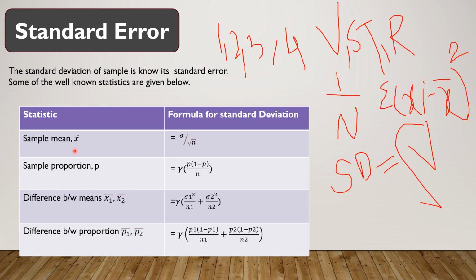For the sample mean, denoted as x bar, as I said, the standard error is equal to sigma by under root n. And for the sample proportion, which is denoted as P, the formula is gamma into P into 1 minus P divided by n. This is the sample proportion.